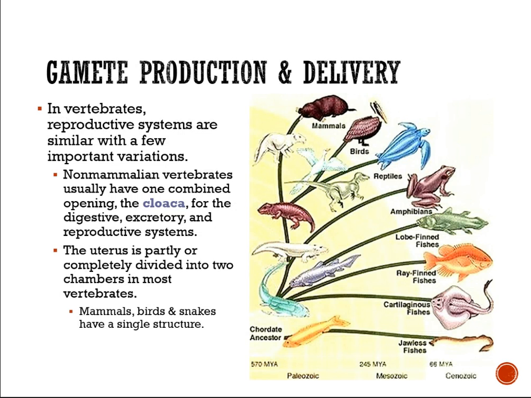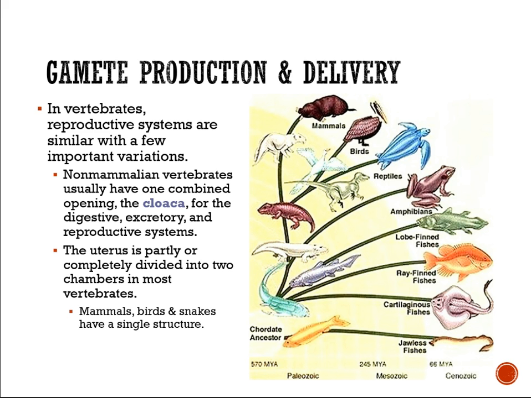Just as a little bit of a reminder, we talked about vertebrate reproductive systems. There were a couple of things that were important, and one, they all have the uterus, okay? But when we talked about the non-mammalian vertebrates and some birds and snakes, we found out that they really have either the uterus divided into two chambers or it actually is completely two chambers. Mammals, birds, and some snakes really only have one uterus, and so there's a big difference.